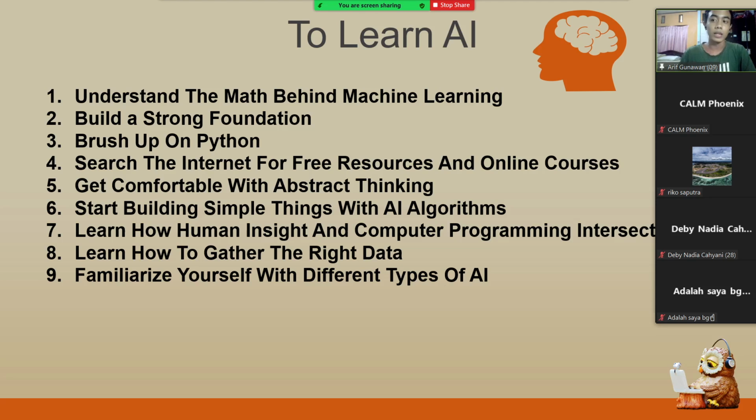Python is very useful in programming. And 4, search the internet for free resources and online courses. There are many online courses and many groups on social media platforms like Instagram, Telegram, Facebook, or anything. 5 is get comfortable with abstract thinking. Just think about expectations. You must have big thinking, like expectations. And 6 is start building simple things with AI algorithms. And 7, learn how human insight and computer programming intersect. And 8, learn how to gather the right data. And then 9, the last, is familiarize yourself with different types of AI. AI has many types, and you can choose one of them.